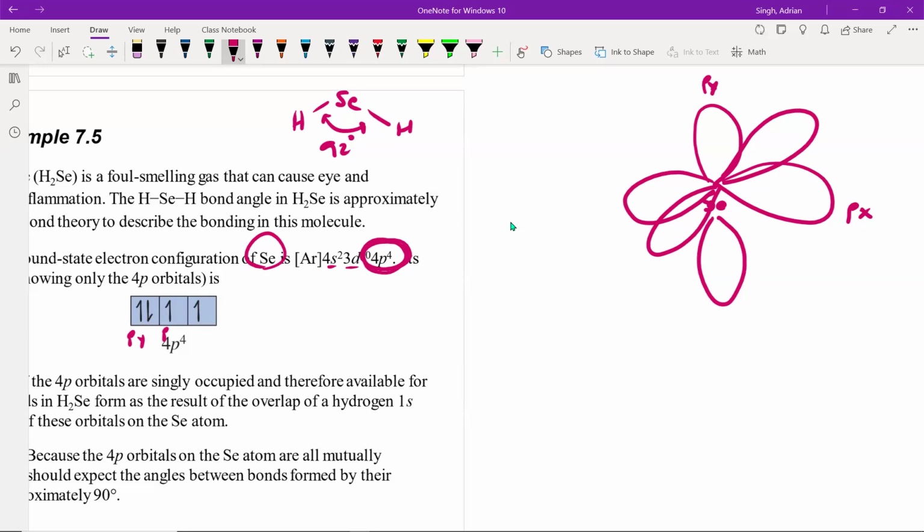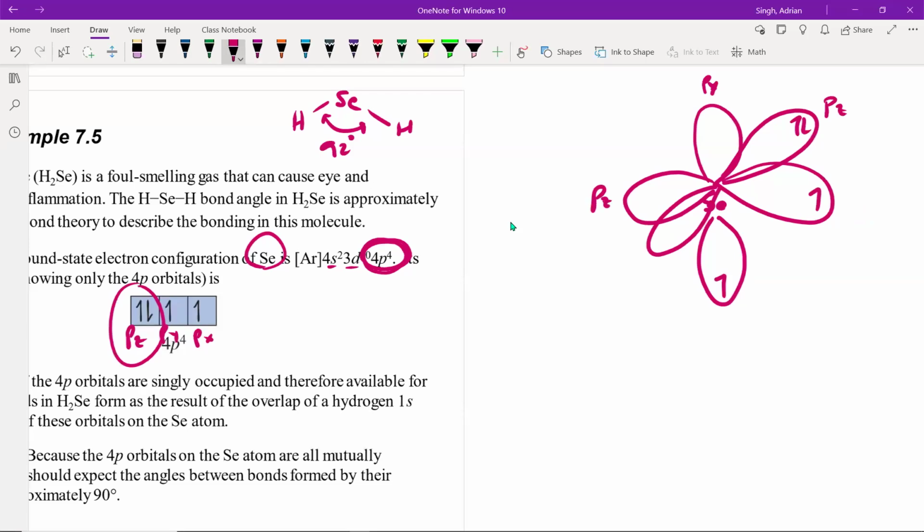Let me rewrite this over on the left side. So the pz is like this, with the py and the px. We have two electrons in the pz, so there they are. That pz can't hold any more because it's filled with two electrons. The py has one, and the px has one as well. I'll label the px on the other side because it's made up of two lobes.